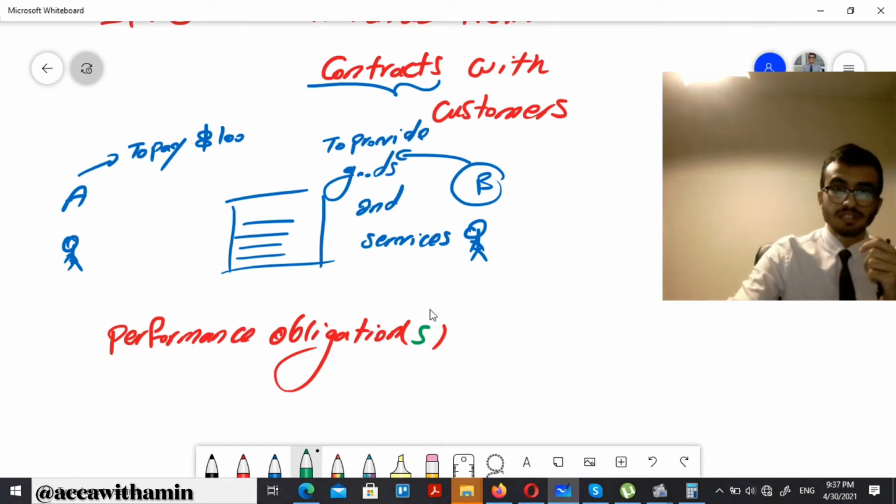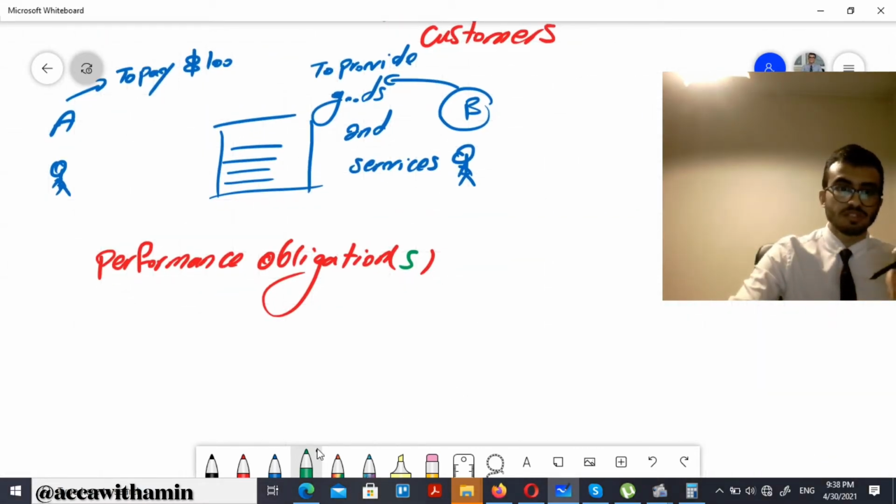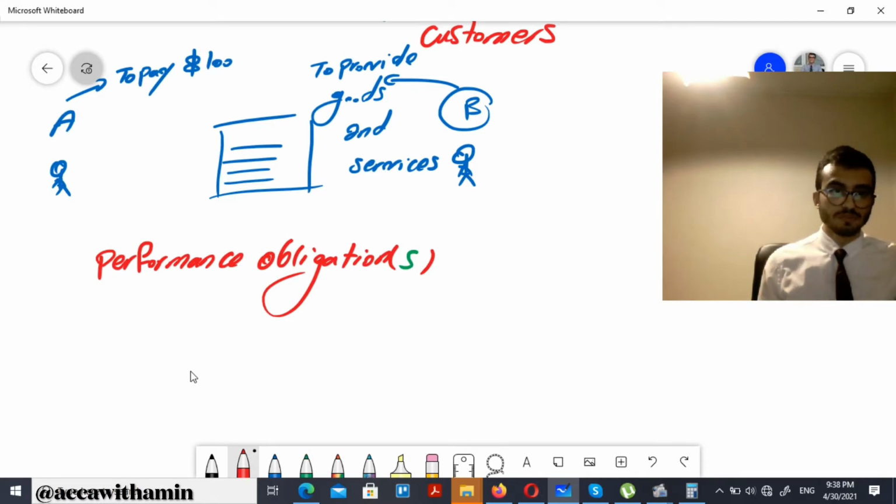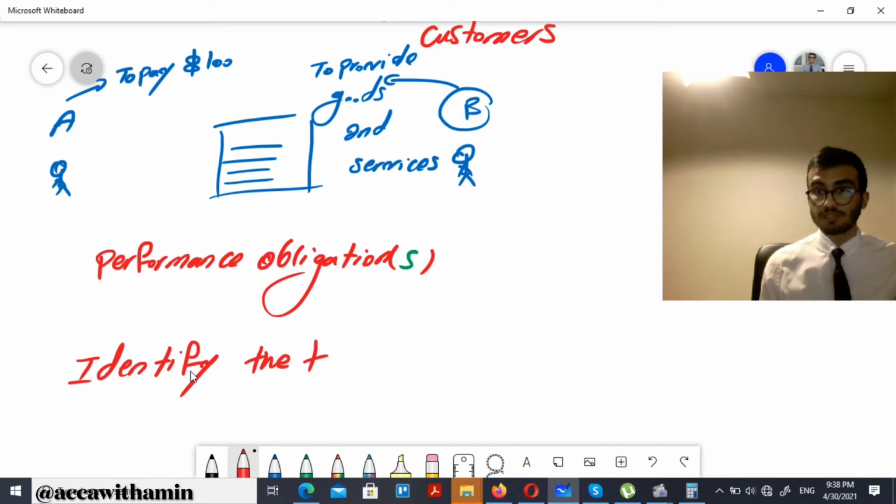So the third step in the IFRS 15 recognition steps is to identify the transaction price. I'm a little bit curious to find out about the revenue, so that's why I made a mistake. So, identify the transaction price. It is absolutely understandable. Why?